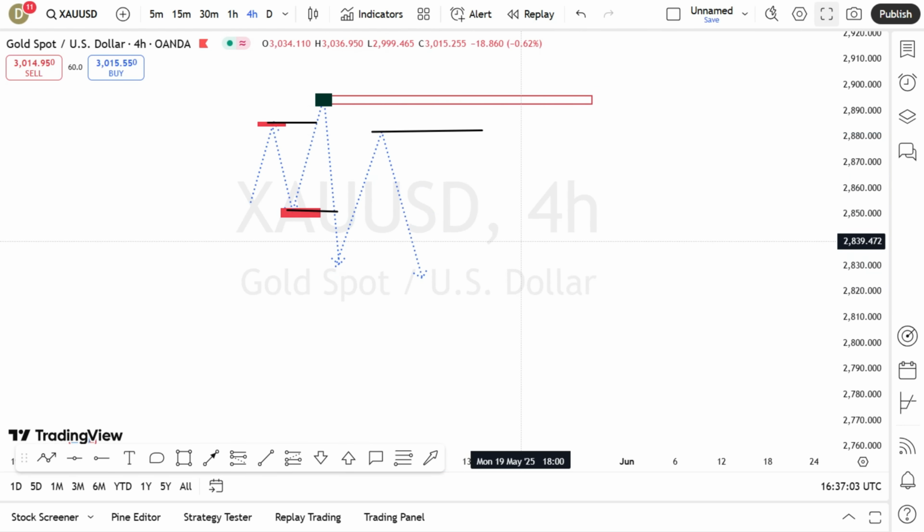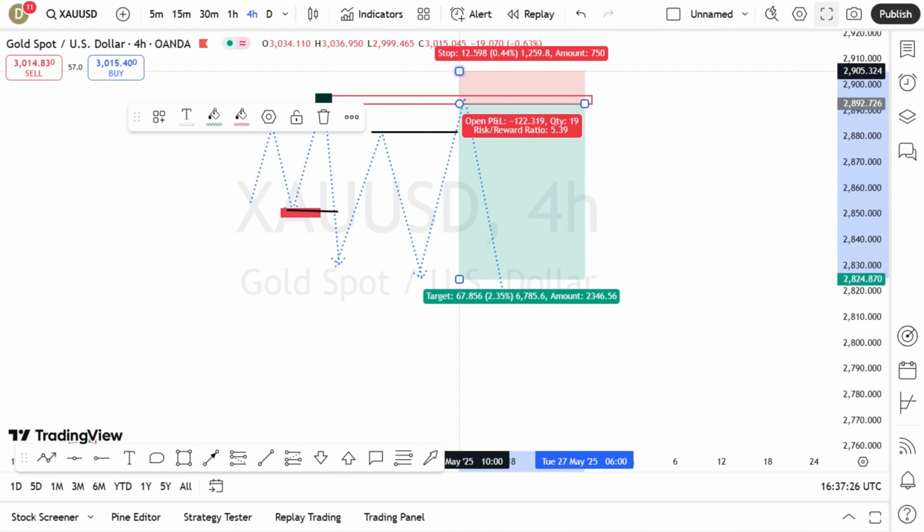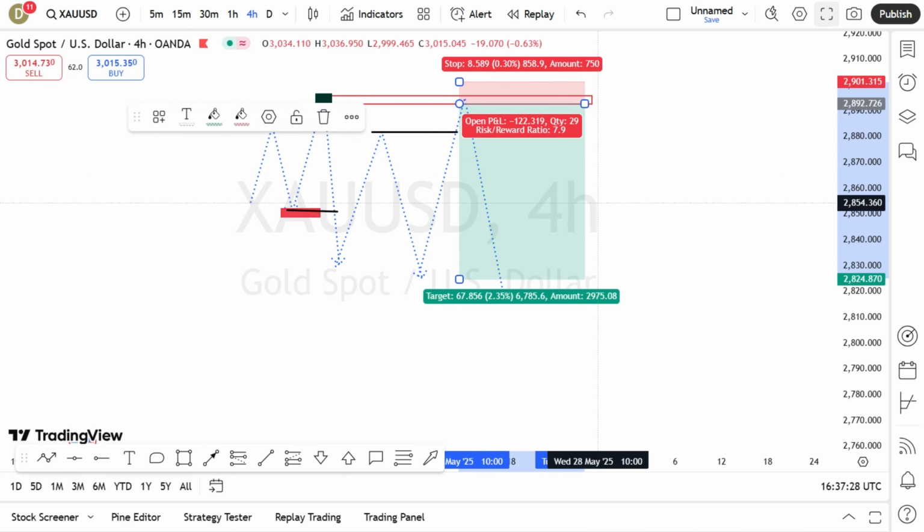So after it has created this liquidity, price will then pull back again to take out what? The liquidity over here. Then what? Sell from here. This is the actual movement of the market. So this is what? A bearish trend. This is how the market moves, very, very neatly.